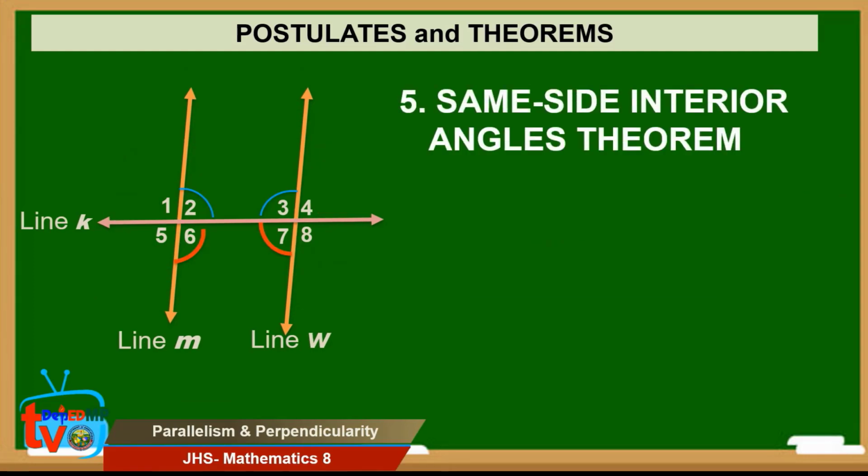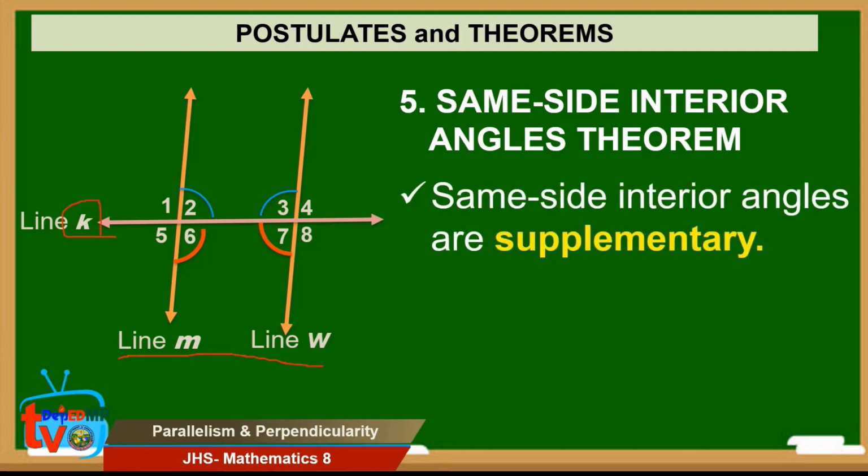Number 5. Same side interior angles theorem. This states that if two parallel lines are cut by a transversal, then same side interior angles are supplementary. From our figure, same side interior angles are angle 2 and angle 3, and angle 6 and angle 7.